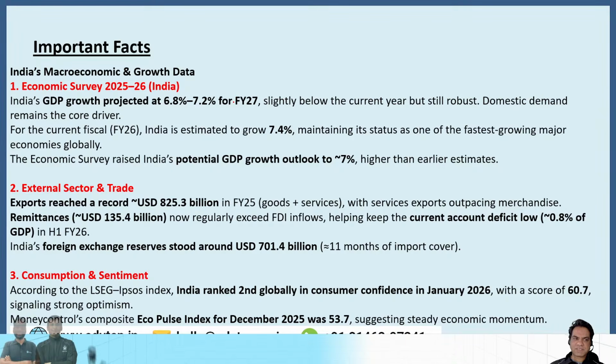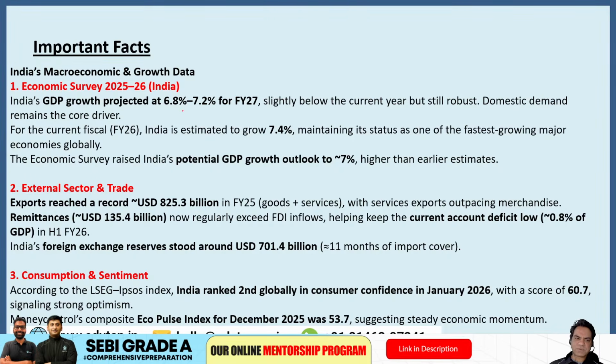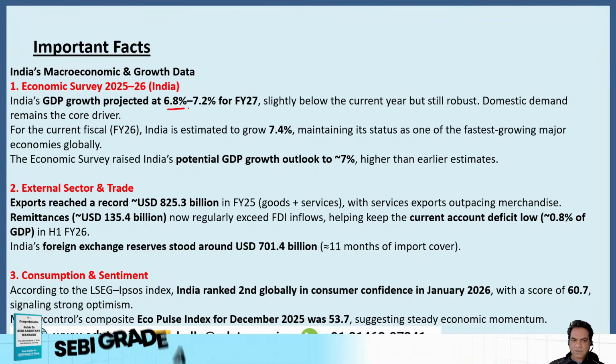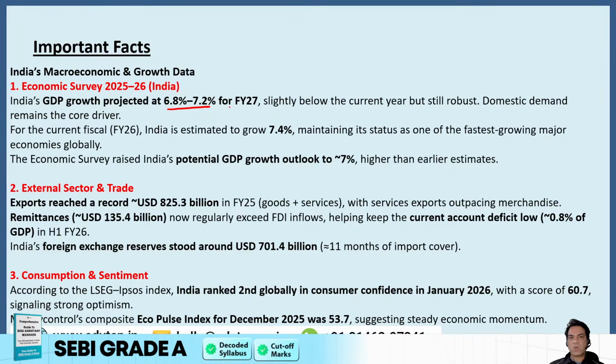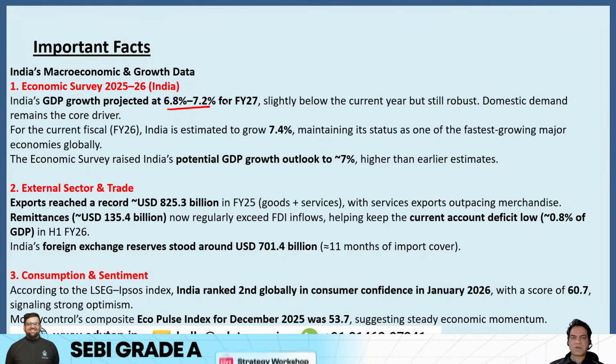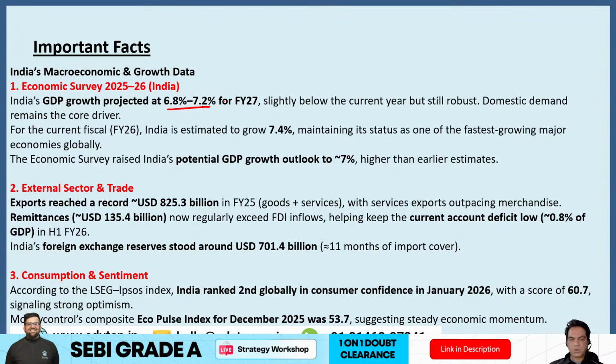The Economic Survey says India's GDP growth is projected at 6.8 to 7.2% for the fiscal year 27, slightly below the current year but still robust. Domestic demand remains the core driver. That is an important point. Why is the domestic market very crucial for India? Because this is how we are projecting such huge numbers. We are the fastest growing big economy in the world, right? I hope all of you know this.